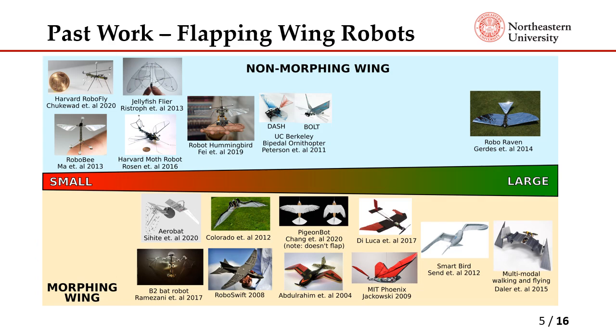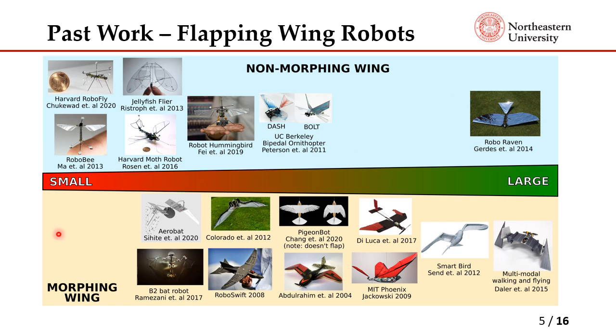Here is the past work for flapping wing robots. There are a lot of flapping wing robots out there. They can be categorized as non-morphing and morphing wing. The non-morphing wing has a fixed wing and only has a flapping motion. A lot of them are on the smaller scale side, which is basically micro aerial vehicles. These are flapping wings developed to mimic insect flight. There are some more medium-sized robots such as DASH and Bolt by UC Berkeley, and then there's Robo Raven over here, which has a wingspan of over 1 meter.